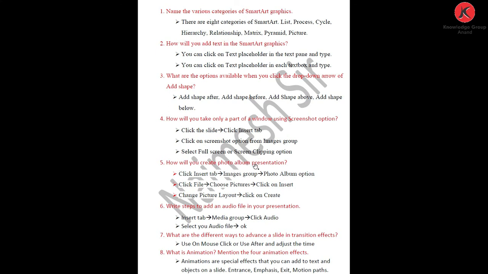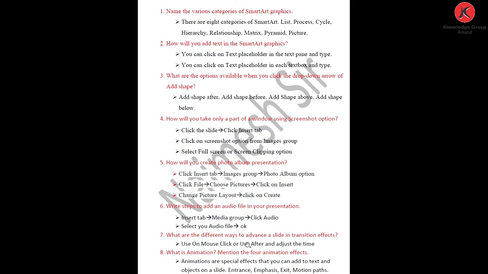How will you create photo album presentation? So for that we have to click on insert tab, images group, photo album option. From this we have to click on file and then select pictures and click on insert and change your pictures layout and then click on create. Write steps to add an audio file in your presentation. So for this we have to go to insert tab, media group, and click on audio and select your audio from the computer and click on OK.